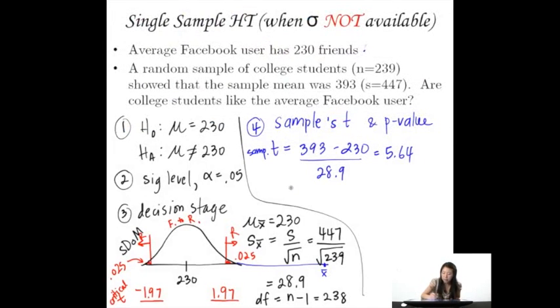So our p-value equals the probability of getting a t that's greater than or equal to 5.64, or t is less than or equal to negative 5.64, because it's two-tailed, equals 4.8 times 10 to the negative 8.